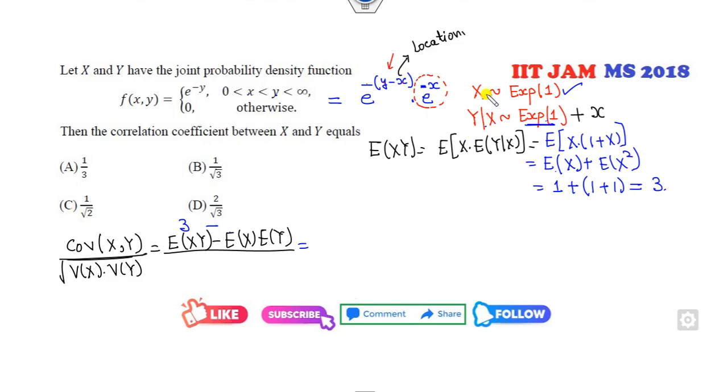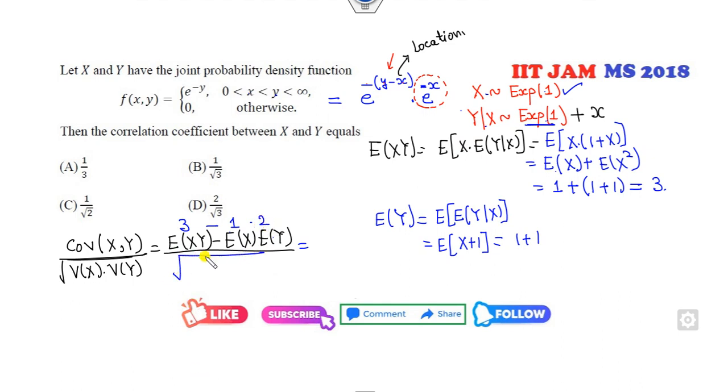What is the expected value of the x? 1. Can you find the expected value of the y? Okay, I can find the expected value of the y also. How you can find the expected value of this? It is the expected value of y conditioned on x. So what is the expected value of this? It is x plus 1. So expected value of this is 1 plus 1, 2.